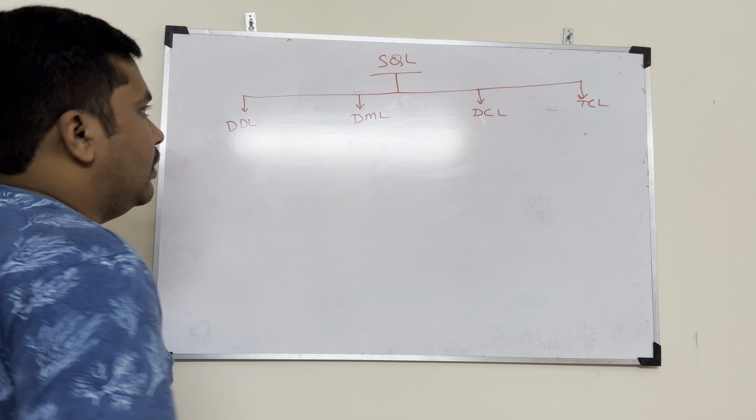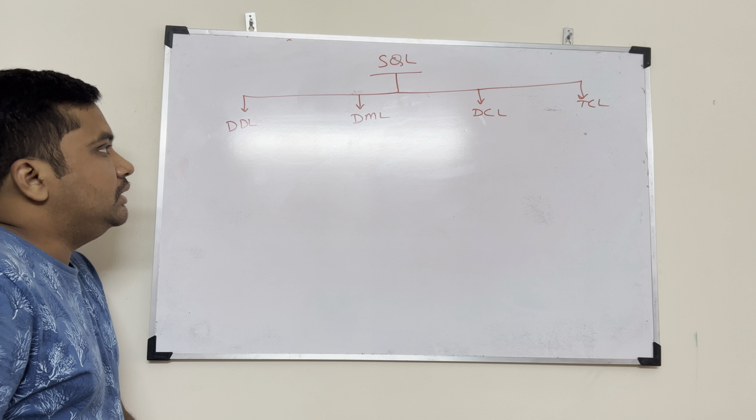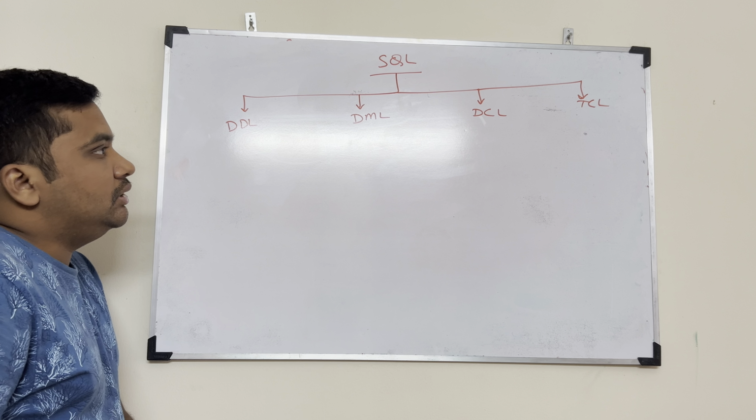So we'll come to DDL, DML, DCL, TCL now. For example, consider an area in your locality. There are 100 people, and those persons need to be allocated into this area which is empty.